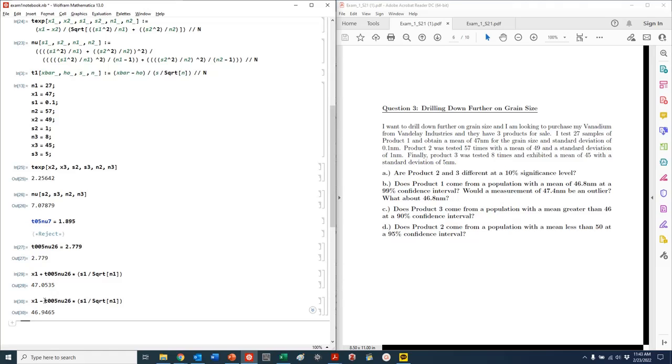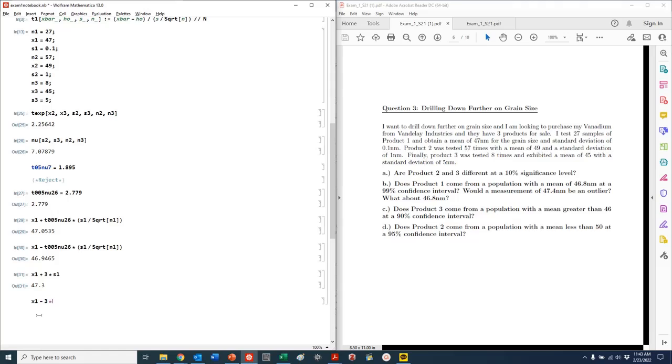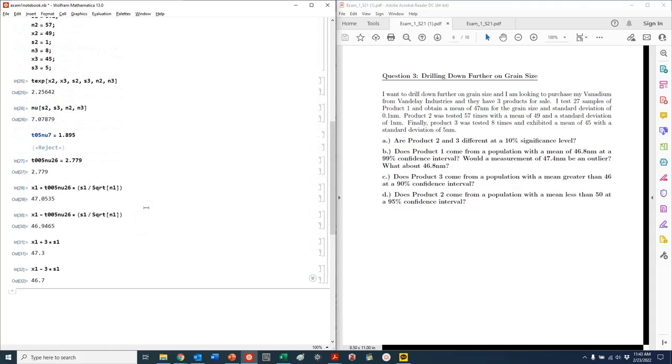Would a measurement of 47.4 nanometers be an outlier? All we'd have to do is look at x1 plus 3 times s1, and x1 minus 3 times s1, because that's our calculation for an outlier. So 47.4, absolutely. 46.8, actually, it had to be less than, so that is not an outlier.